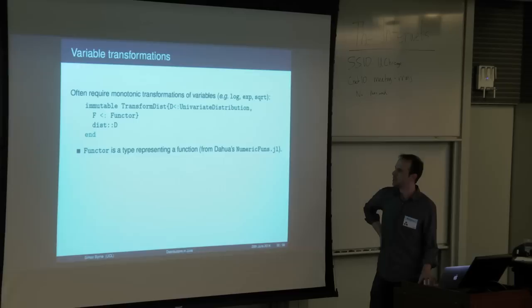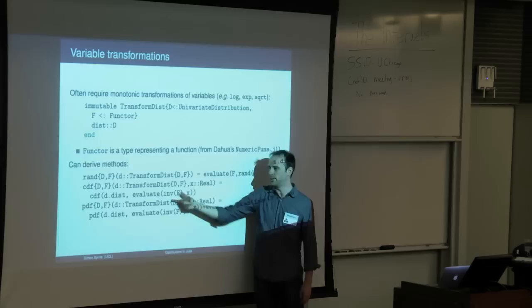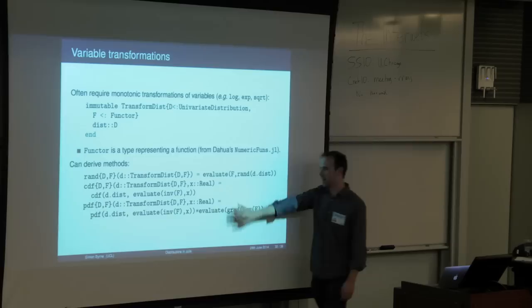So if you simulate a random variable, you would just sample from the distribution D and then apply the function to it. If you want to compute the CDF, you would evaluate the inverse of the function at that point, and then compute the CDF of the distribution, etc. And for the PDF, you do the same thing, except then you have the correction for the Jacobian term.